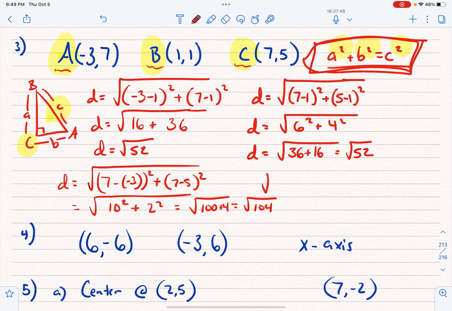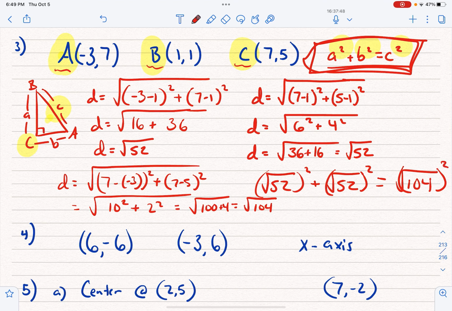So the question is, does the square root of 52 squared plus the square root of 52 squared equal the square root of 104 squared? And of course, because those cancel out, it's just, does 52 plus 52 equal 104? The answer is yes. So those must be the vertices or the corners of a right triangle.